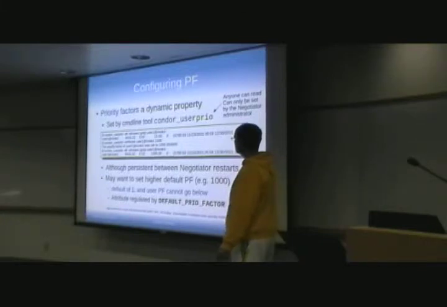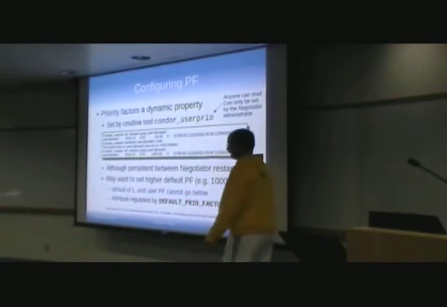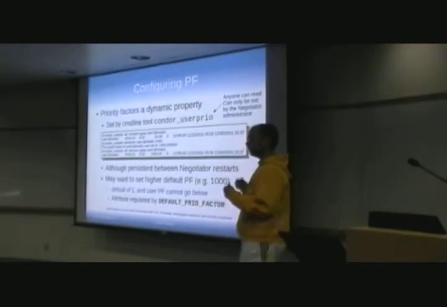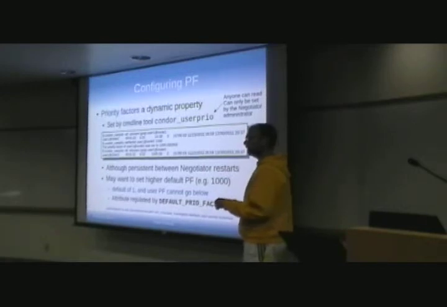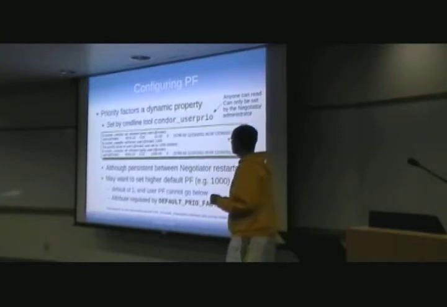To set them, you essentially have this command called condor_userprio, and the negotiator maintains the priority factors of all the users internally in memory. It's persistent, so it will survive reboots, but it's really just a memory representation, everything gets properly written on the disk in the transaction log.